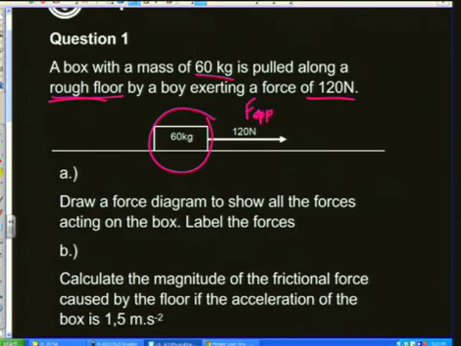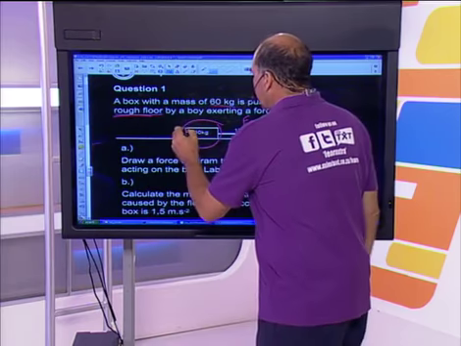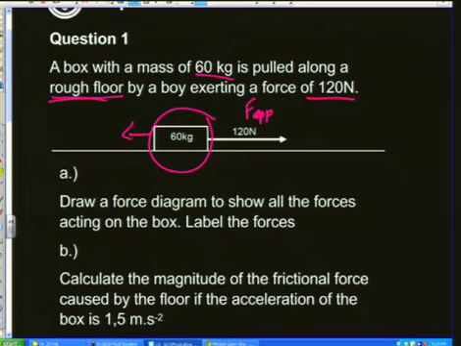As soon as I see the words rough floor, or rough surface, or even through mud, or over a carpet, or over stone, then I must be thinking that there's a frictional force involved. I cannot not think of friction unless it specifically says on a frictionless surface. So on this diagram for myself, I'm going to draw in a rough surface.